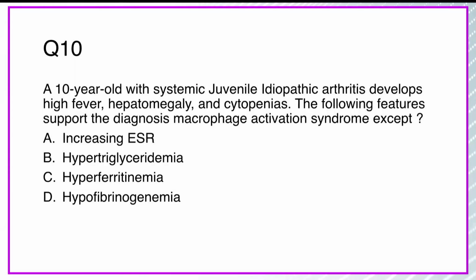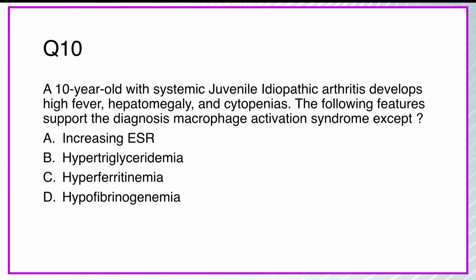A 10-year-old with systemic juvenile arthritis presents with high fever, hepatomegaly, and cytopenia. The following features support the diagnosis of macrophage activation syndrome except: increasing ESR, hypertriglyceridemia, hyperferritinemia, hypofibrinogenemia. In systemic JIA with developing MAS, which of the following is not seen or least likely?